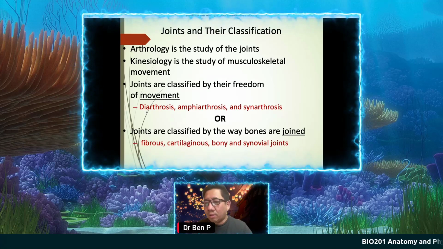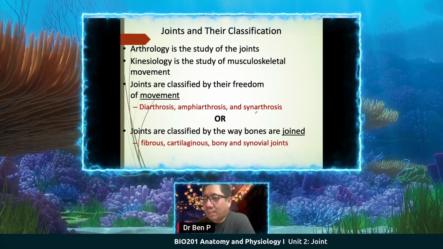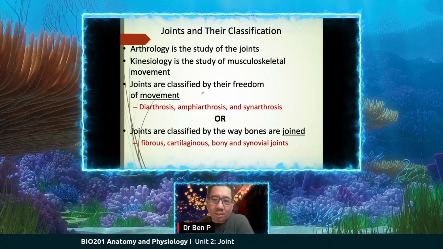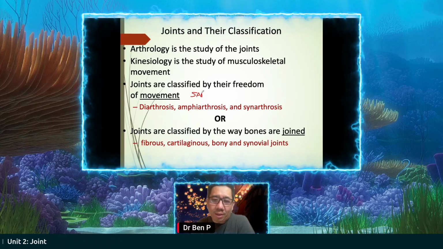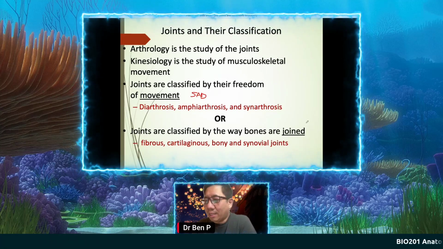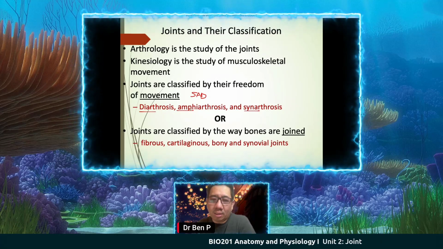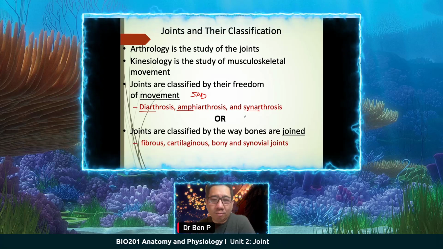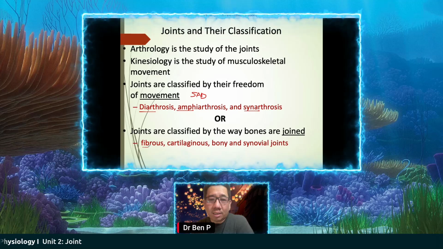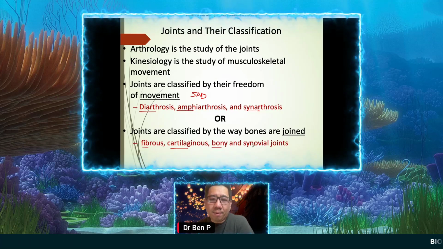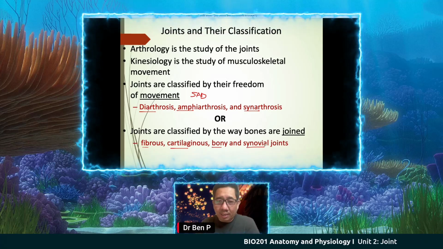Please note that movement has three types, and the acronym is SAD. If you want to remember the types of movement, SAD movement: synarthrosis, amphiarthrosis, and diarthrosis. Those are the SAD movements. And for the way the bones are joining, you have the fibrous type, cartilaginous type, bony type, and synovial type joints. We'll go over those specifically.